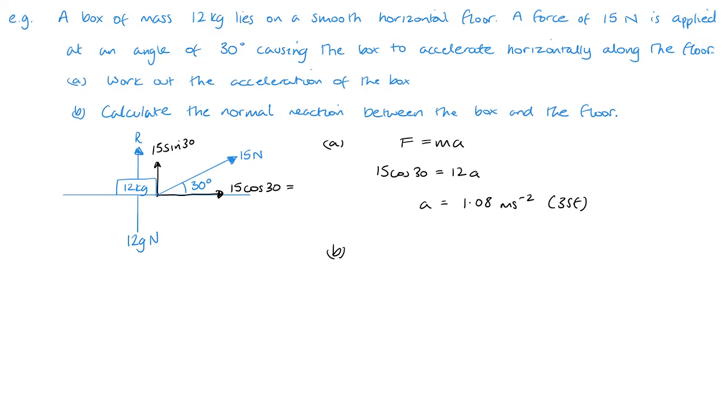Now, we need to find the normal reaction between the box and the floor. It's obviously not lifting up off the floor. So that means that the normal reaction R plus this vertical force here, 15 sin 30, must be equal to the 12g force. So R equals 12g minus 15 sin 30, and that's 110.1 newtons.